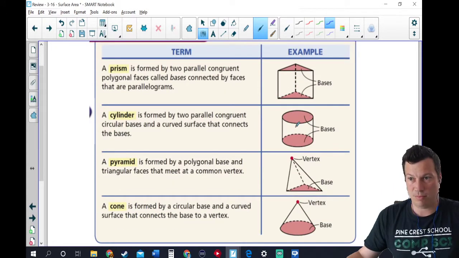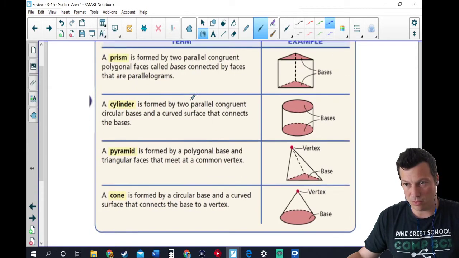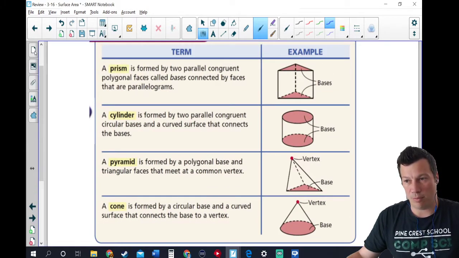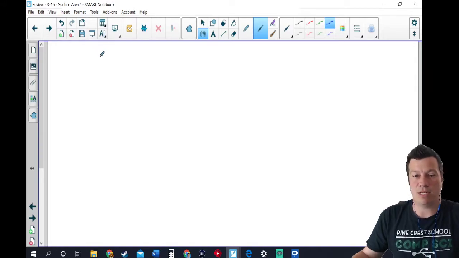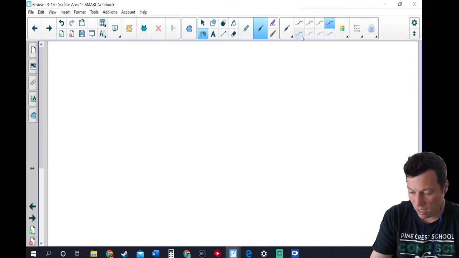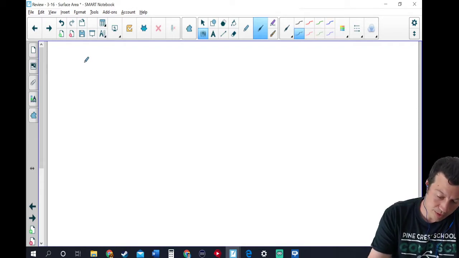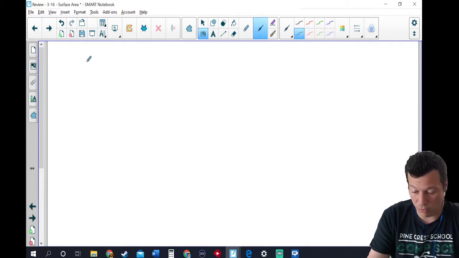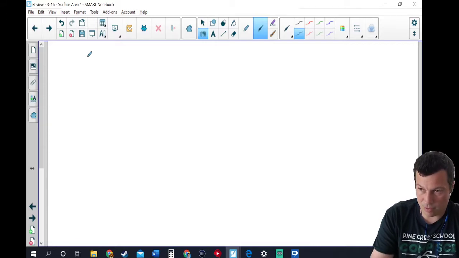All right, so if we actually look at some of these formulas, we should have an idea what a prism and a cylinder and then a pyramid and cones are. So as far as the formulas go, let's just write out what the formulas would be for these things. If I have a prism, and again, we're talking about surface area, so it's the surface area of a prism. I'm going to start everything with SA, right?